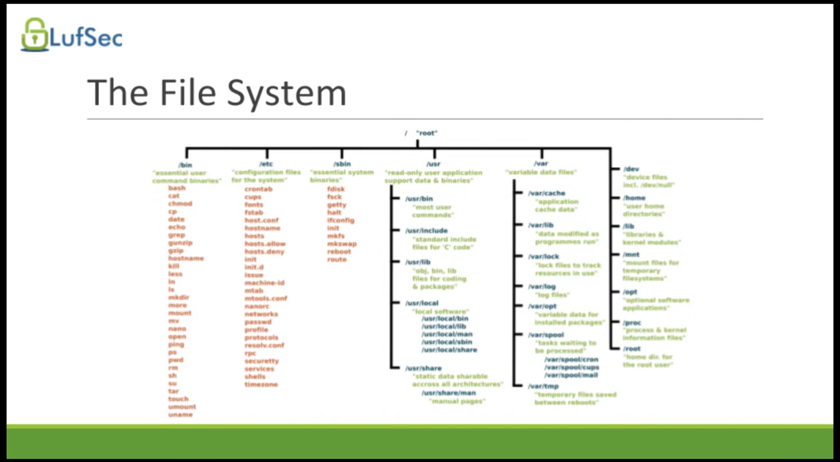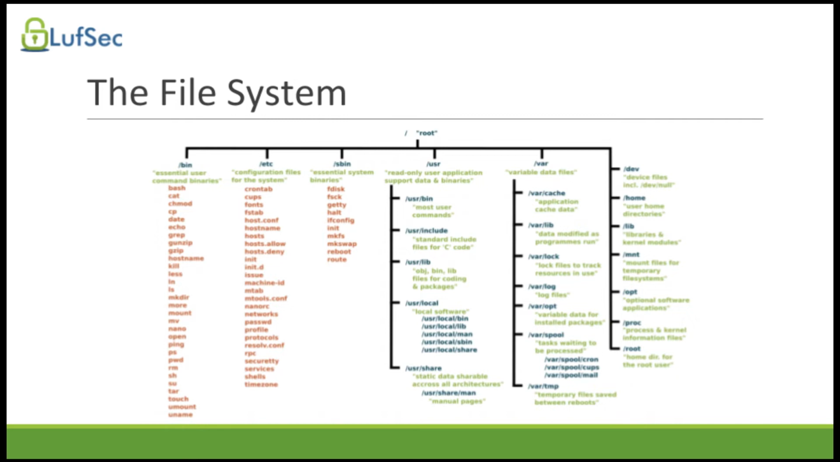SRV, data used by servers hosted on this system. TMP, temporary files. This directory is often emptied at boot. USR, applications. This directory is further subdivided into bin, sbin, lib, according to the same logic as in the root directory. Furthermore, USR/share contains architecture independent data.